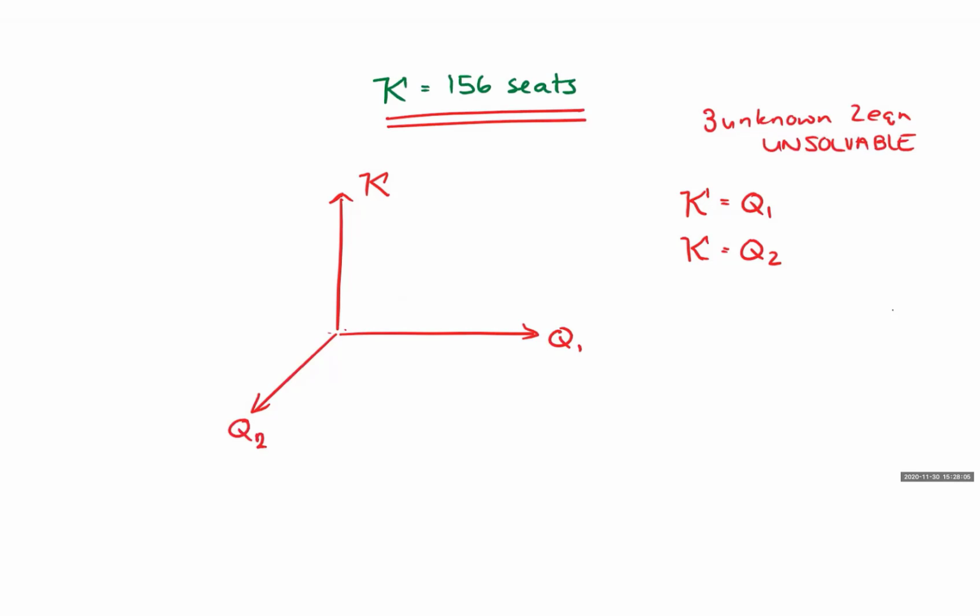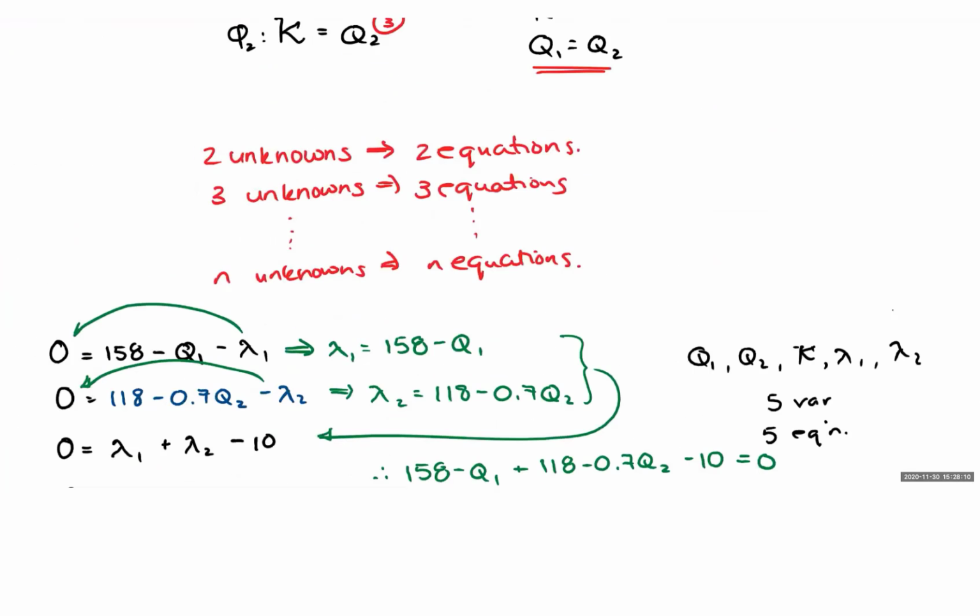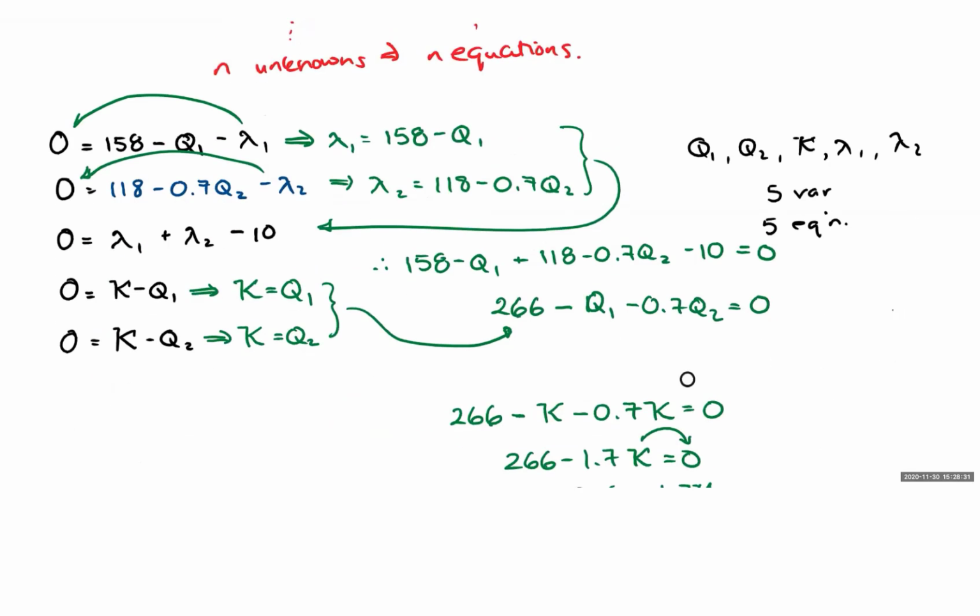The guiding principle to solving a system of equations is that you need to have as many equations as you have unknowns. So when we have 2 unknowns, we need 2 equations, 3 equations, 3 unknowns, and it keeps going like that. So to solve this problem, we couldn't use that approach and we had to find a different approach. So we did have 5 equations. We have 5 unknowns within those equations. We can solve for that.